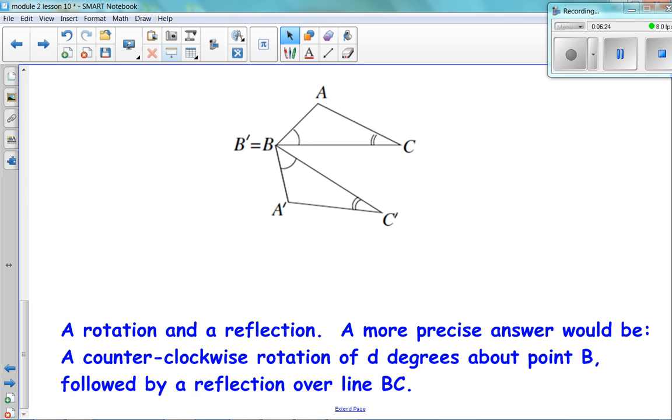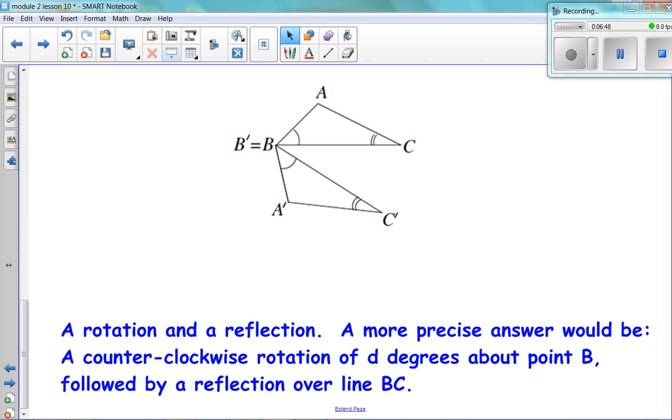So the order doesn't matter, but how you describe it will make a difference if you do a rotation and then a reflection, or a reflection versus a rotation. And the line of reflection already exists for us if we do a rotation and then a reflection. It doesn't exist at all if you want to do a reflection first and then rotate it.